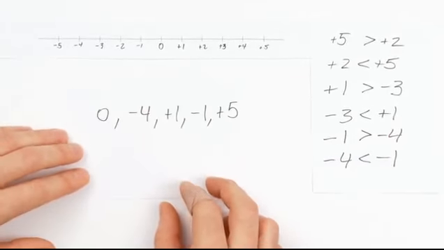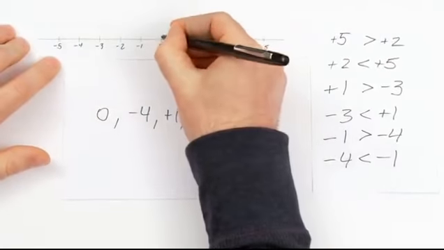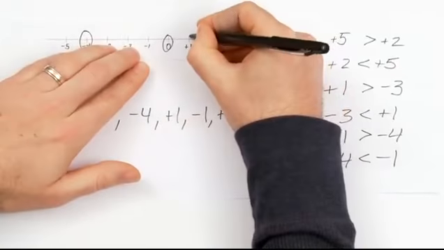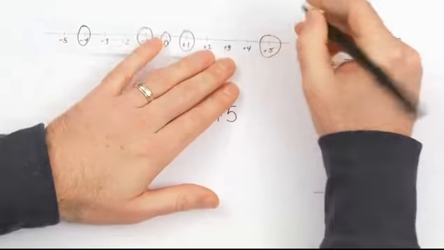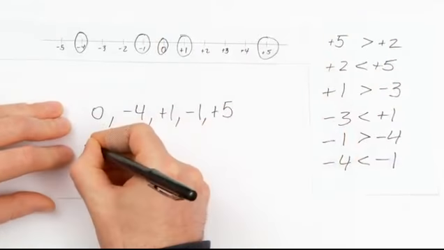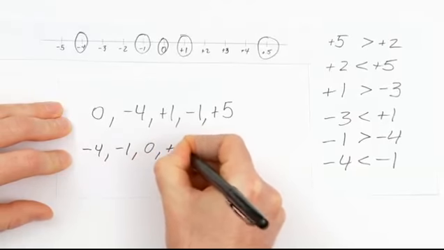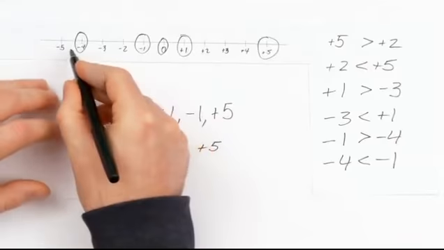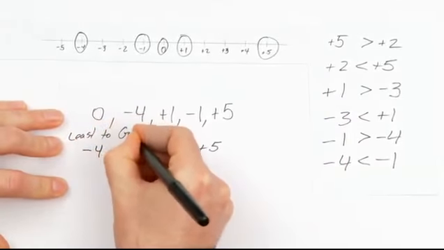Well, let's use what we've discovered to order these integers. Let's think about this. We've got the integer 0. I'm going to circle it right here. We've got negative 4. That's over here. Positive 1 is here. Negative 1 is there. And positive 5 is over here. So when we order from least to greatest, we're going to write from left to right. So we would have negative 4, then negative 1, then 0, then positive 1, then positive 5. That's the order from least to greatest because it's from left to right. I'm going to write least to greatest here.